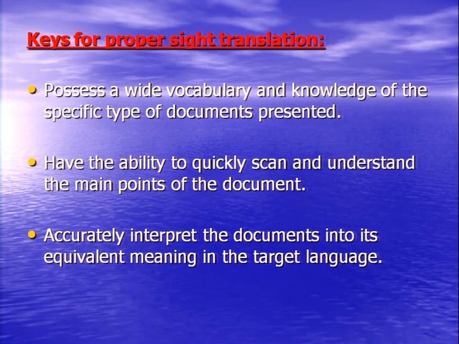So these are some keys for proper sight translation. Possess a wide vocabulary and knowledge. As I said, you cannot interpret something you don't understand. And have the ability to quickly scan and understand the main points of documents, and accurately interpret the document into equivalent meaning in the target language. The handout I gave you is actually from an exam, court certification for Arabic interpreters. They give you a similar text, 250 words I guess, and you do the interpreting for this document.